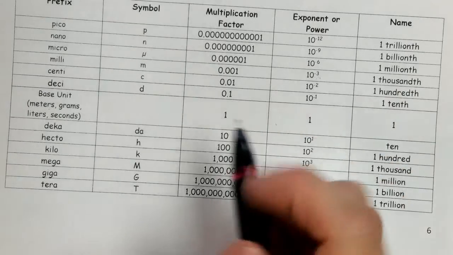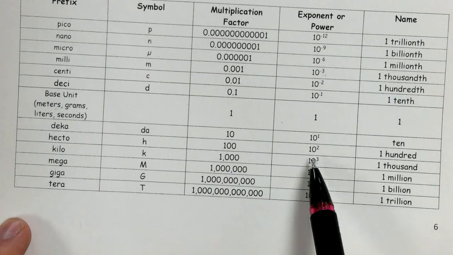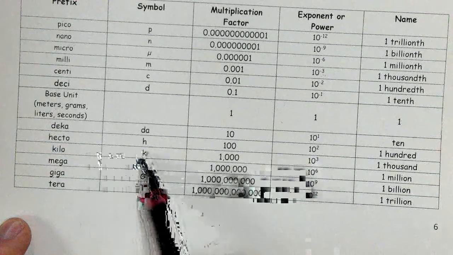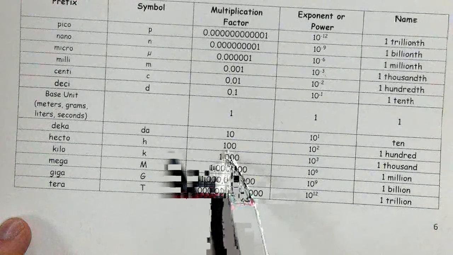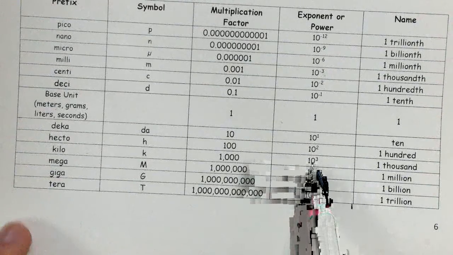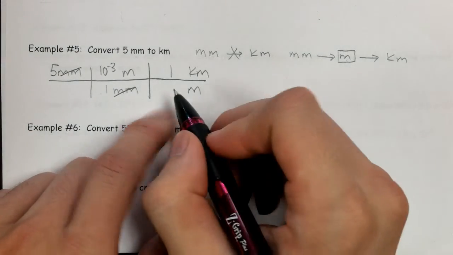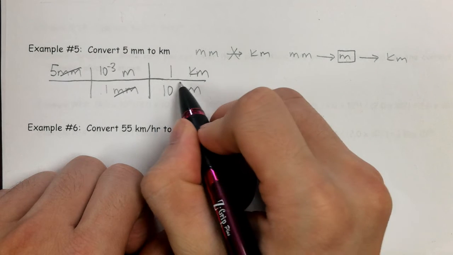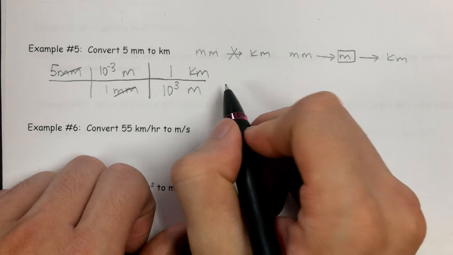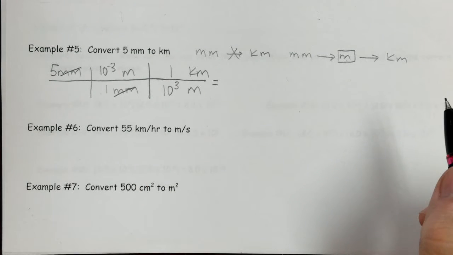So again, I'm going to go over here. I'm going to find kilo, right here. We see that for every kilometer we have, there's 1,000 meters, or 10 to the 3 meters. Okay? So there is 10 to the 3 meters. Okay? Next, I'm going to make it equal to.